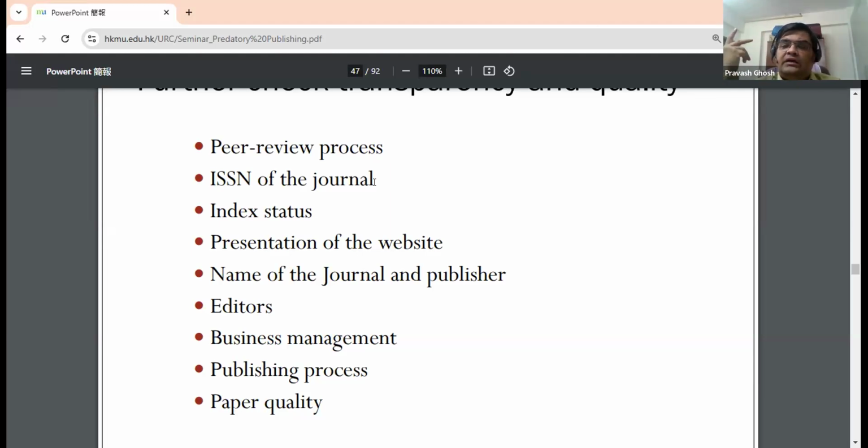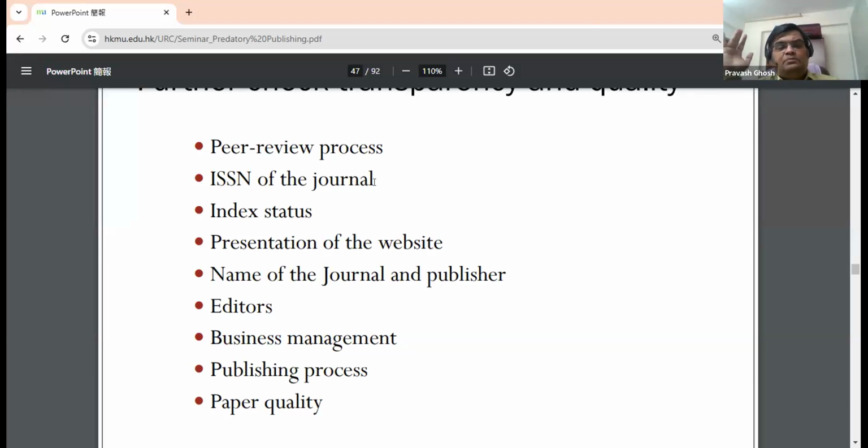Sometimes I see journals telling: we publish within 24 hours. 24 hours, not days, even hours. There is one journal that is telling 24 hours, not 7 days or 15 days even. So just a bogus journal, right? Presentation of the website. They are writing anything on the website. Anything they are writing, right?